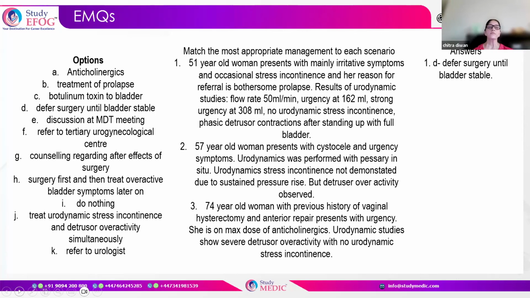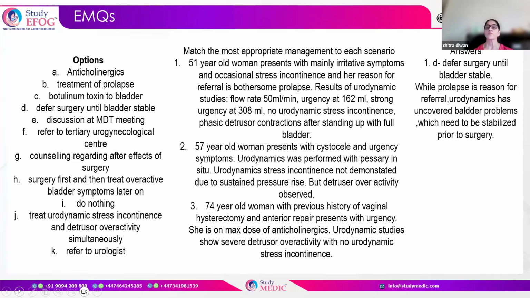Now, next is you have this 57-year-old woman. She presents with frequency and urgency. Urodynamics were performed with a pessary in situ. There was no urodynamic stress incontinence, but detrusor overactivity was seen. So she already has a pessary in situ, detrusor overactivity is already there. What will you do for her?